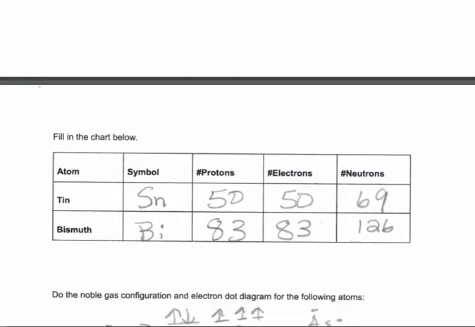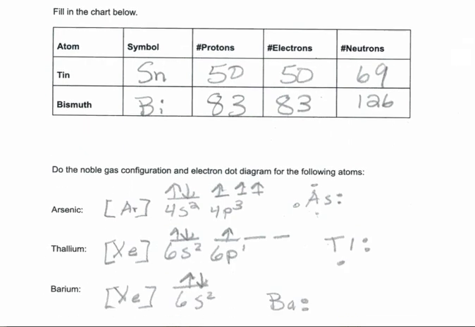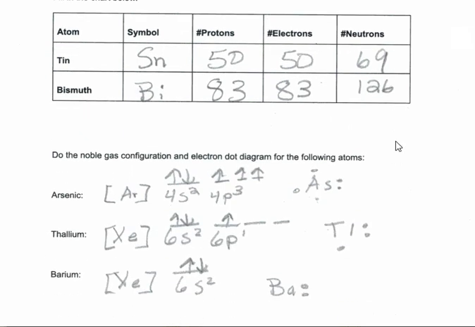Next one, we're dealing with our electron configurations, and we're dealing with protons, electrons, and neutrons. So tin, simple as Sn. If you look at its atomic number, it is 50, so it has 50 protons and electrons. It has an atomic mass of 119, so if you subtract the atomic number from the mass, you'll get 69 neutrons. Likewise with bismuth. Bismuth has an atomic number of 83, so therefore you have 83 protons and electrons. And whatever the atomic mass is, minus 83 will give you 126 neutrons. So that's how you fill that chart in.